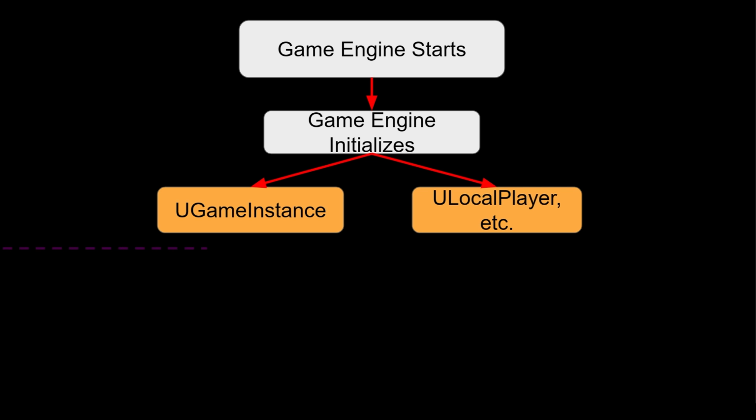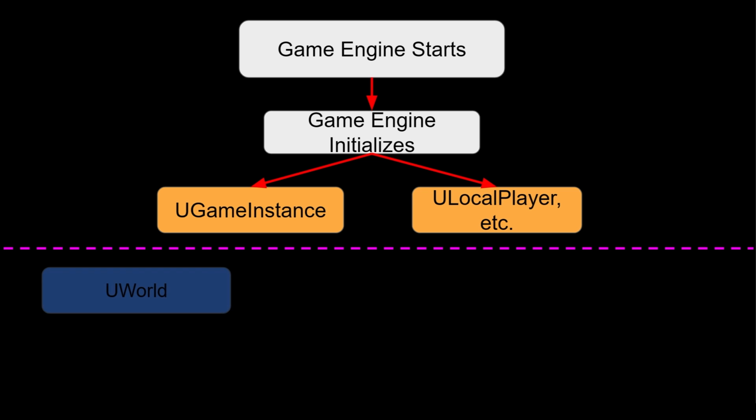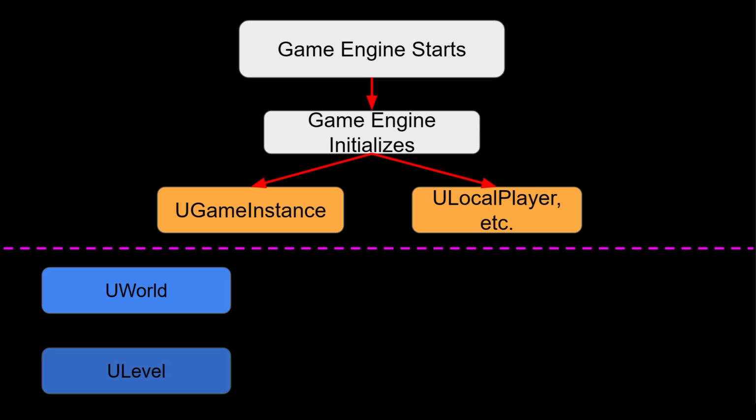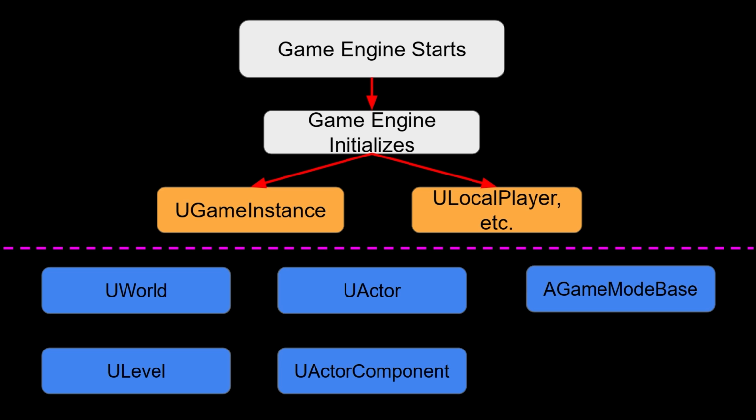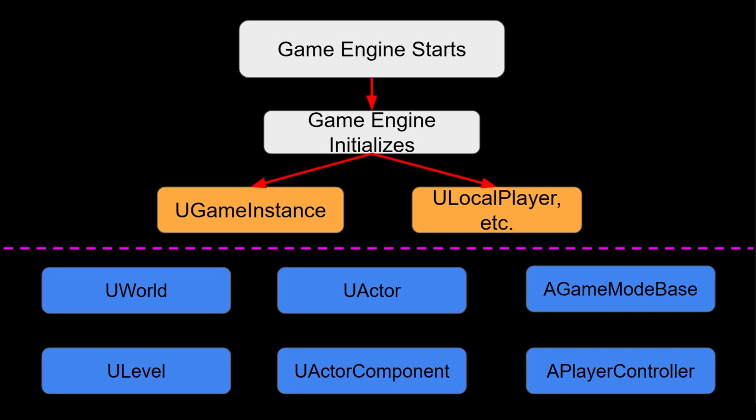Now, everything above the line stays alive for the entire time while the engine is alive, like I said, but everything below it only stays alive while a level or a map is loaded. So you have objects like the UWorld object, ULevel object, UActors, actor components, game mode bases, and player controllers, and so much more. So when you open up a map, the level gets loaded, it creates all these objects for all the things within the level, but then when you switch to a different map, all those objects get destroyed.